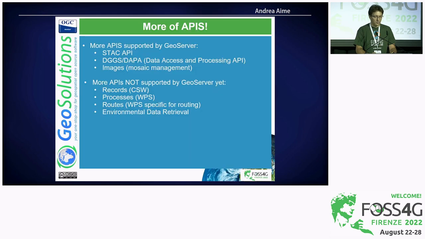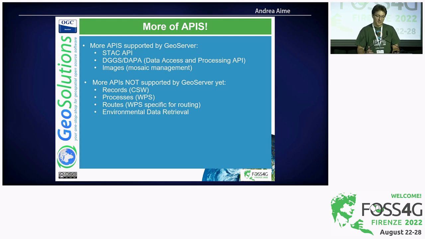And there are more APIs, of course. So in GeoServer, we have a decent implementation of the STAC API. It's pretty complete, but we also have a prototype implementation of a DGGS API with also a DAPA API, a data access and processing API. We have a prototype of an images API, which is sort of an image mosaic management API.